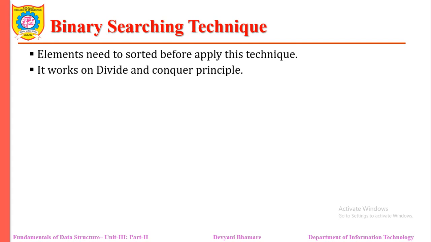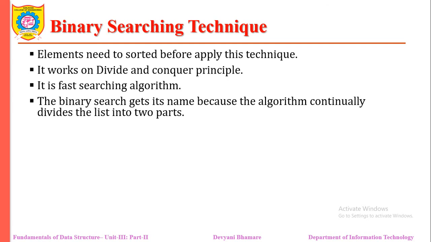The basic requirement is that all elements need to be sorted in this binary search technique. Binary search starts by testing the data element at the middle of the array to determine if the target is present in the first half of the list or in the second half of the list. That's why we say it works on the divide and conquer principle. Binary search is a fast searching technique. We call it binary search because we are continuously dividing the list into two parts.